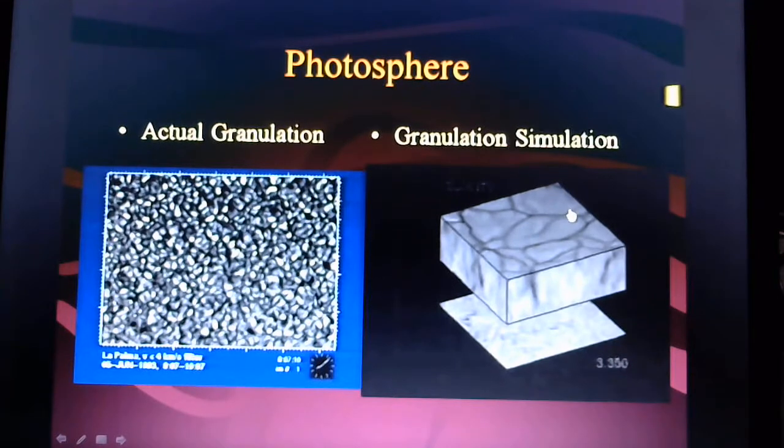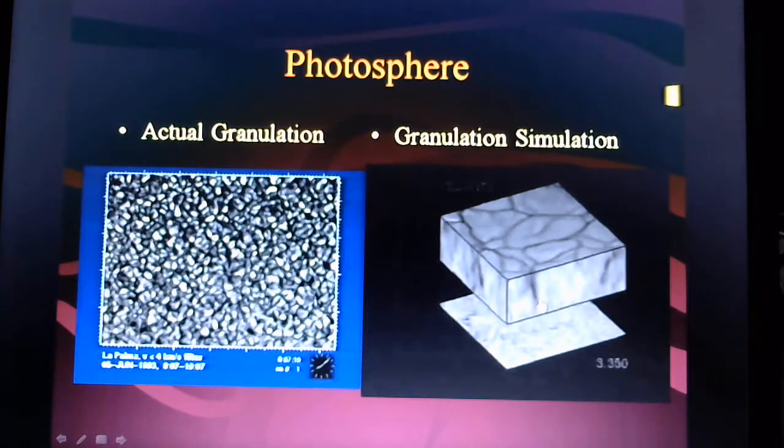Over here, this video would show you somebody did a good job of doing a computer simulation of granulation to show us that when we know the laws of physics and how things work with thermodynamics and heat and gases, we can do a calculation that would tell us the hot gases would rise up, they would cool, and then the cooler gases would sink back down.